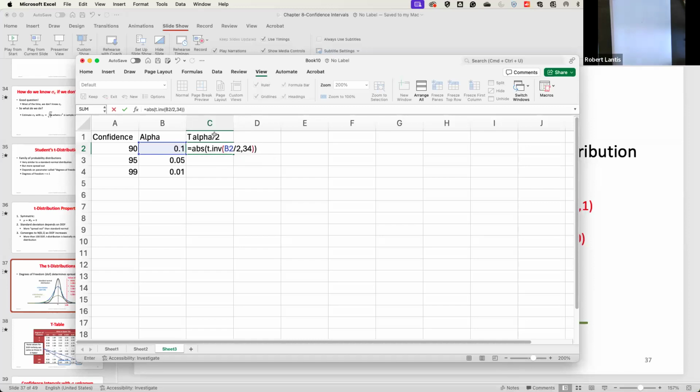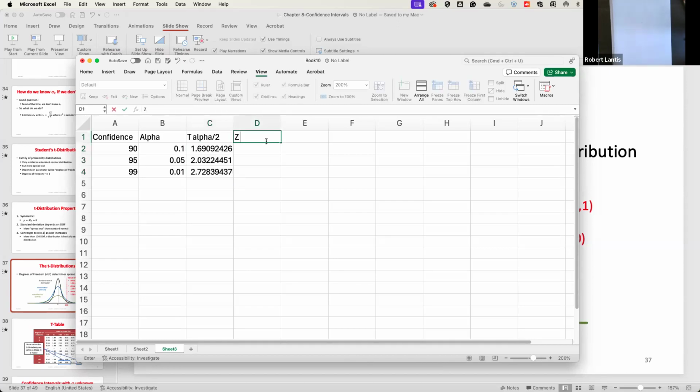So this t.inv is going to tell me at a degrees of freedom of 34, what t value, how many standard deviations away do I need to go to get half of alpha on each side of my interval? And then I'm just going to take the absolute value so I'm using that value when I'm plugging it into my confidence interval equation. So notice, copy this down, and these values vary a little bit from our standard normal values.